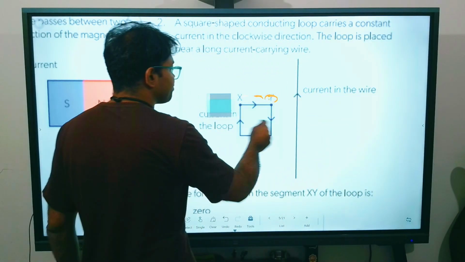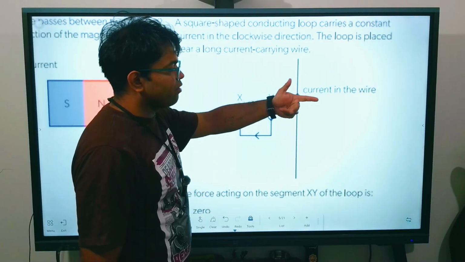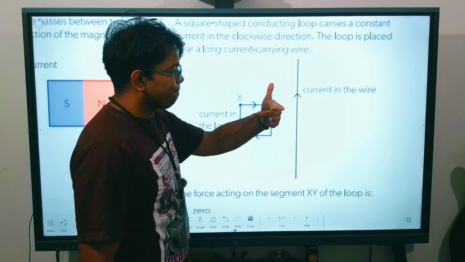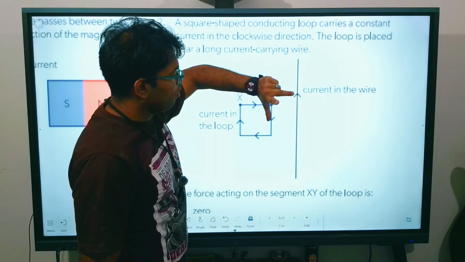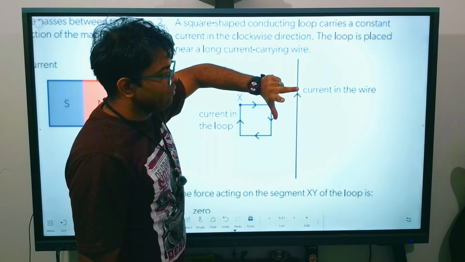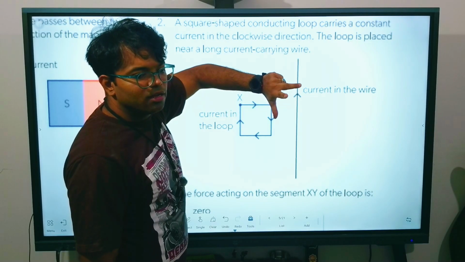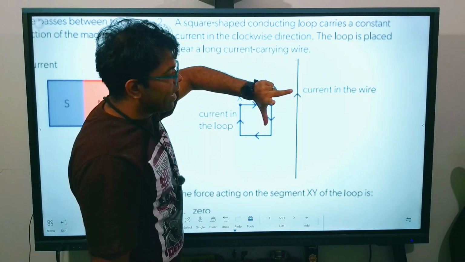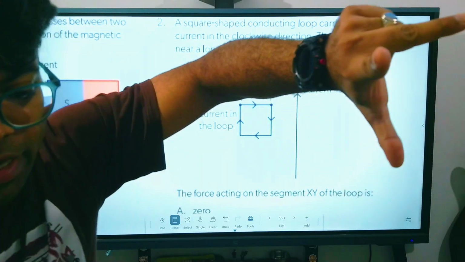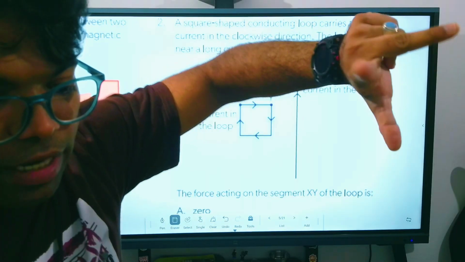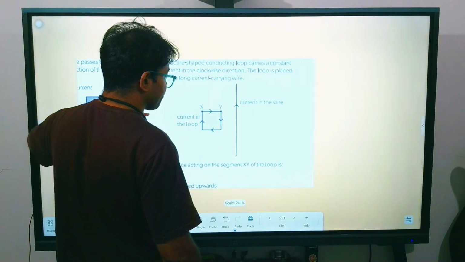So the magnetic field is coming out. Place your magnetic field like this. Current is like this. So the force on the line segment XY will be in which direction? Downward direction, exactly. My thumb is pointing downwards, right? So it will be in the downward direction. Okay, let's move on.